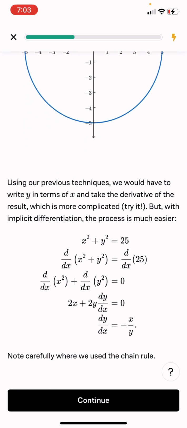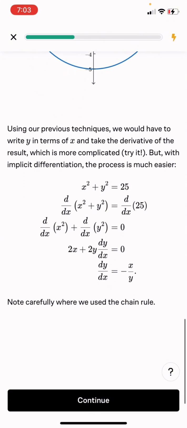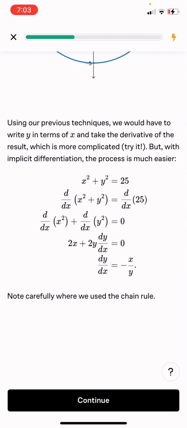Using our previous techniques, we would have to write y in terms of x and take the derivative of the result, which is more complicated. Try it. But with implicit differentiation, the process is much easier. Note carefully where we use the chain rule. Let me see. There it's used. There it's used. And then there.